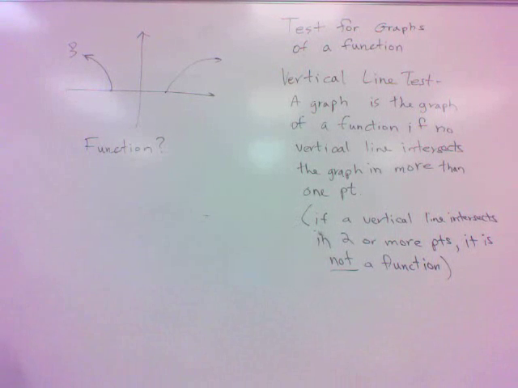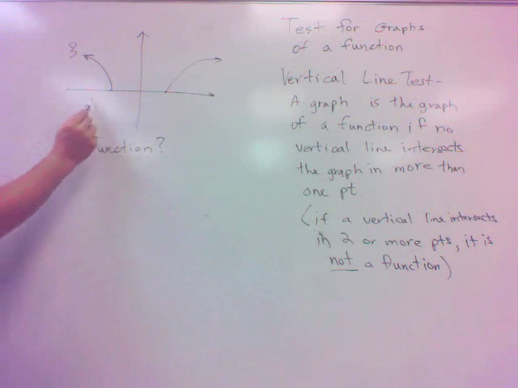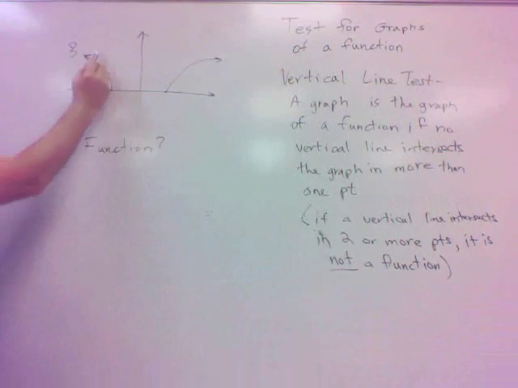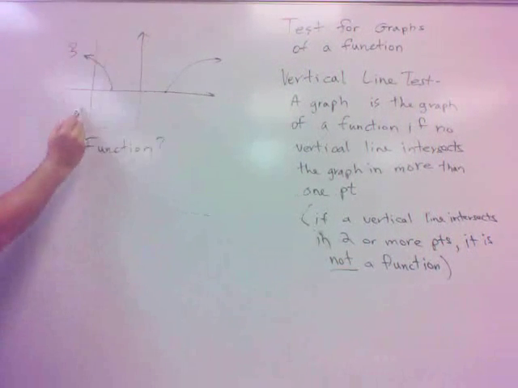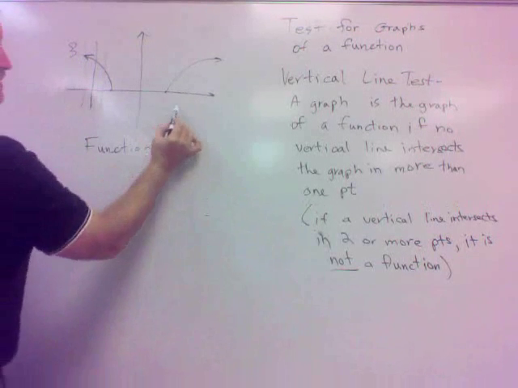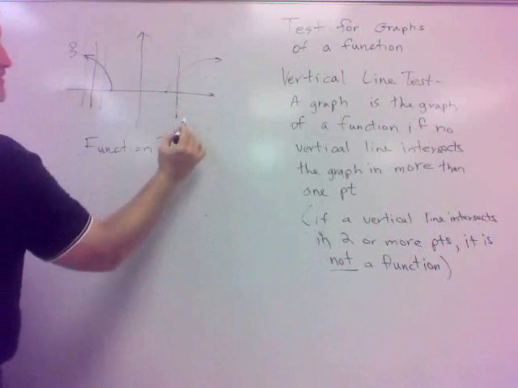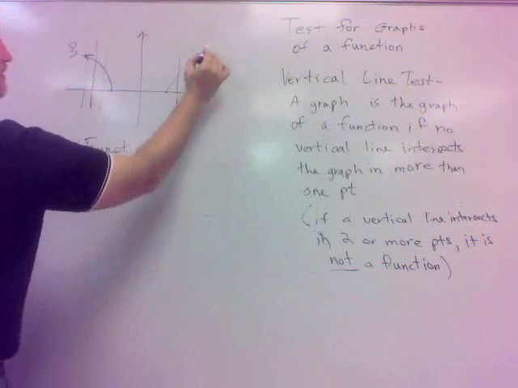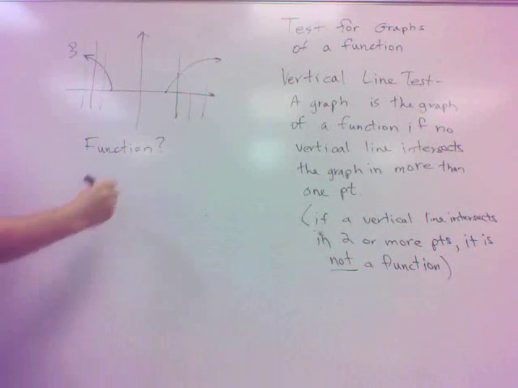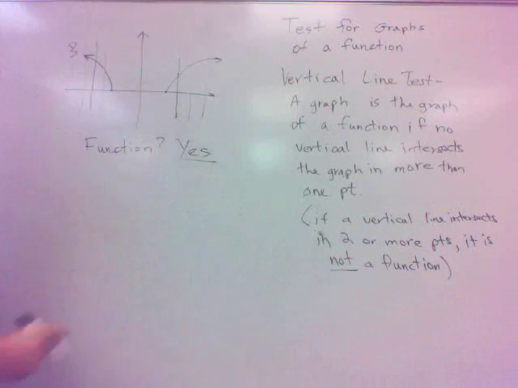Does it pass the vertical line test? I think so. If I draw a vertical line anywhere out here, it intersects in one point, anywhere you want. Draw a vertical line there, it's intersecting at only one point. Over here, same thing, just kind of the mirror image, if you will. Each vertical line is hitting it at one point. So yes, this is a function. Okay? All right.